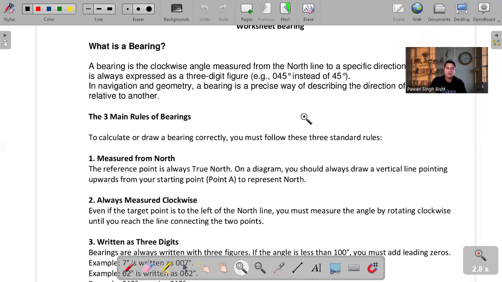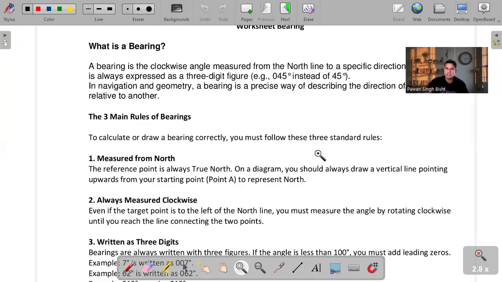First we discuss bearing and the rules of bearing, then we start the questions. As the definition says, bearing is a clockwise angle measured from the north line. To measure the bearing, we have to draw a north line, and from there we measure the angle in the clockwise direction. How does the clock move? Towards your right. We always write bearing in three digits. Suppose our angle is 45, we write 045 instead of 45.